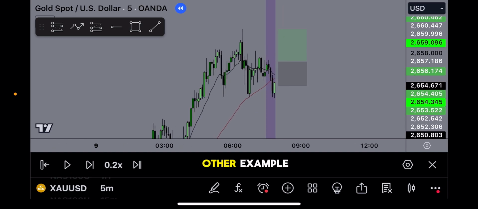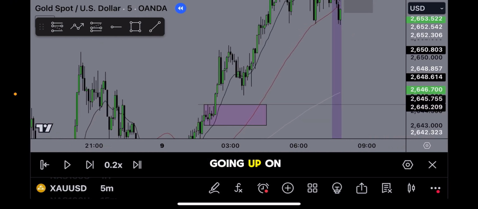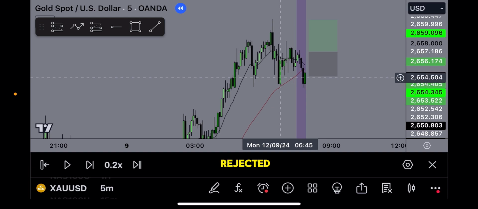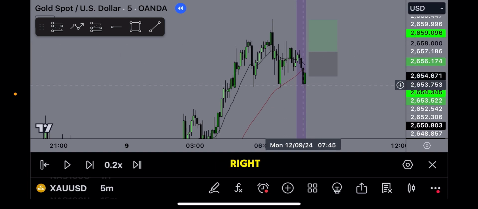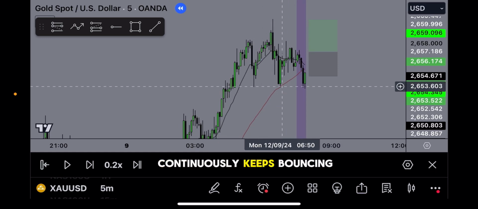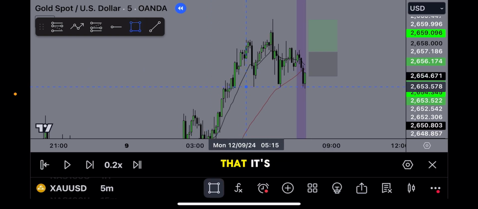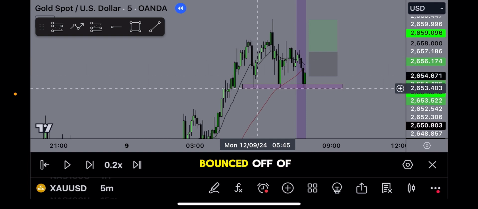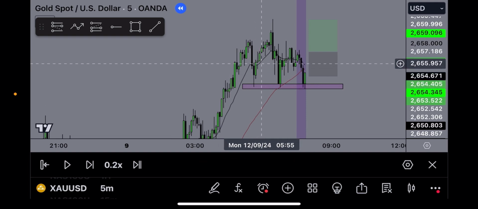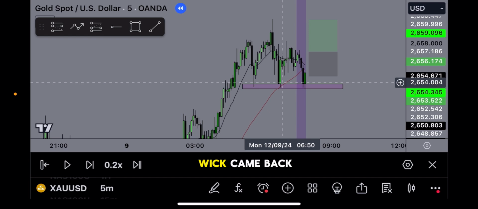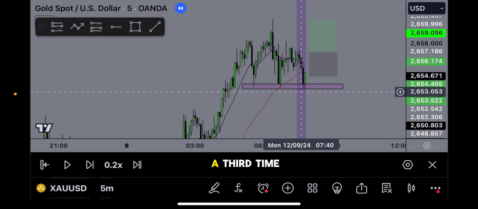So on this other example, we see price going up on the uptrend, right? High, low, high, and then right here price came down, rejected, came back up, came down, rejected, right? And if you notice, we have these wicks right here where price continuously keeps bouncing off, right? So that is a support zone, right? Because price came up, came down, bounced off of it, and gave us a rejection wick. Came up, came back down, bounced off of it a second time, giving us a rejection wick, came back up, came down, and bounced off it a third time.